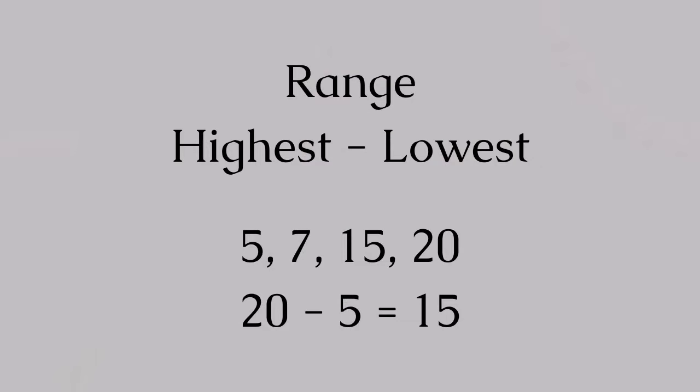Let's consider the primary measures of variability. First up is the range. It's the simplest measure, the difference between the highest and lowest values. So in a set of 5, 7, 15, and 20, the range is 20 minus 5, or 15.